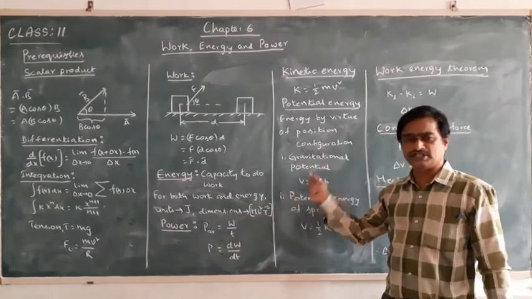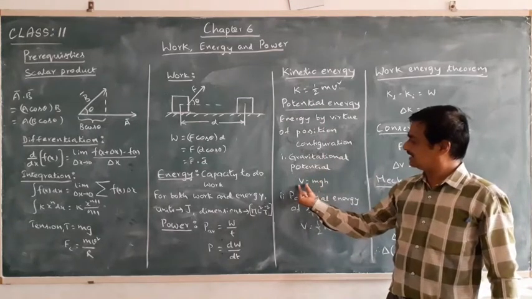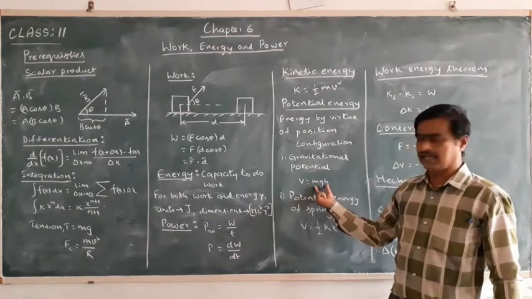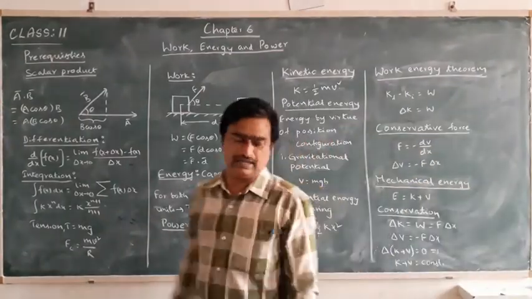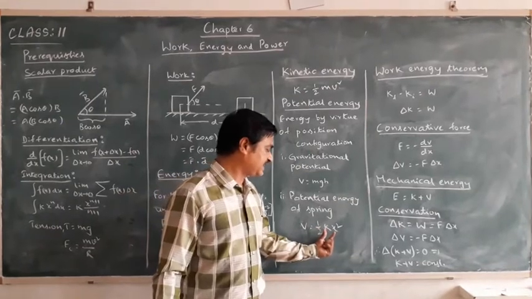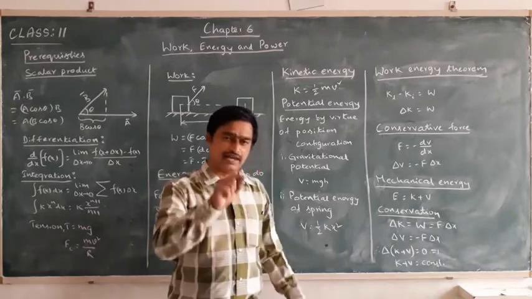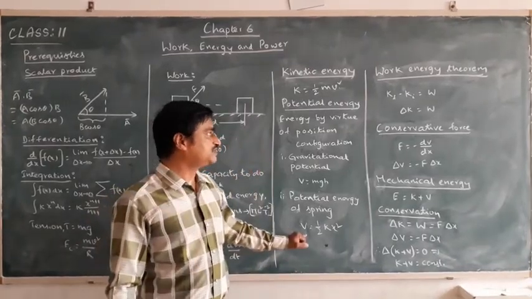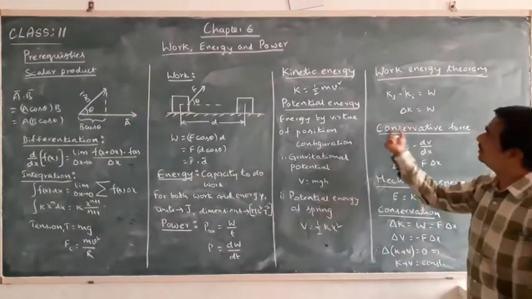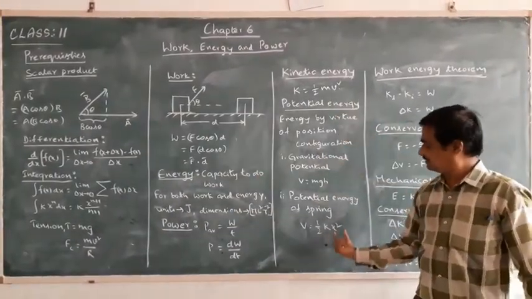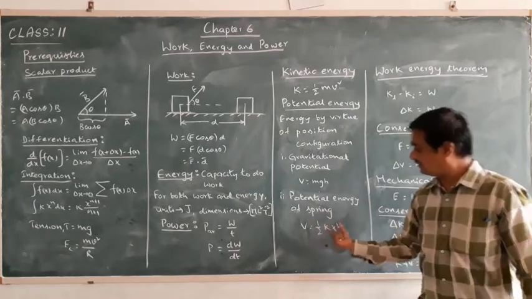The gravitational potential energy, that is, for a body at height h, the potential energy is indicated with V, and is written as mgh. Similarly, the potential energy in the case of a spring is given by half kx square, where k is called the spring force constant. For x displacement, we have to do this much work. It is similar to half mv square. Here, as we are doing work against the displacement, it is half kx square.